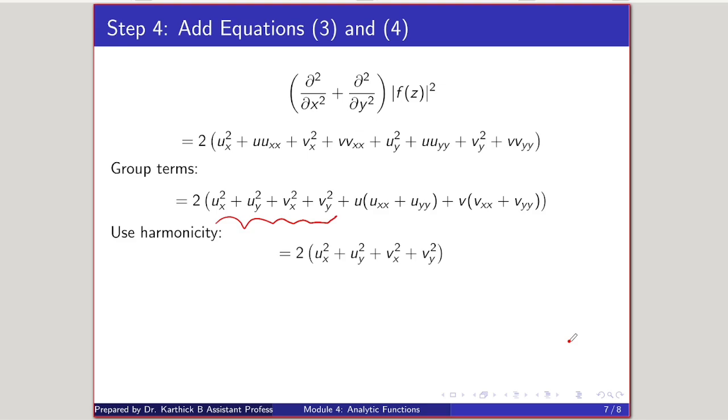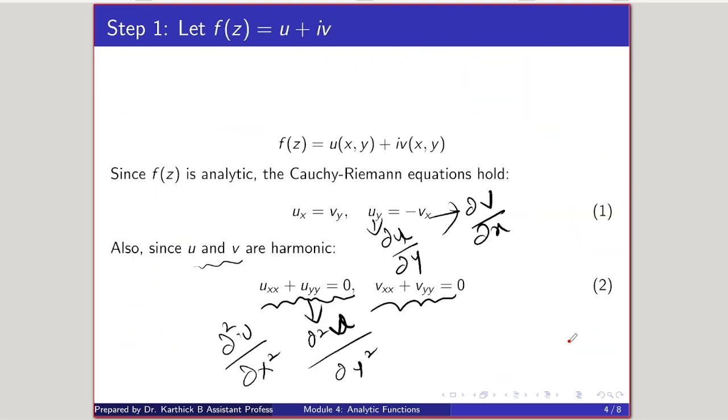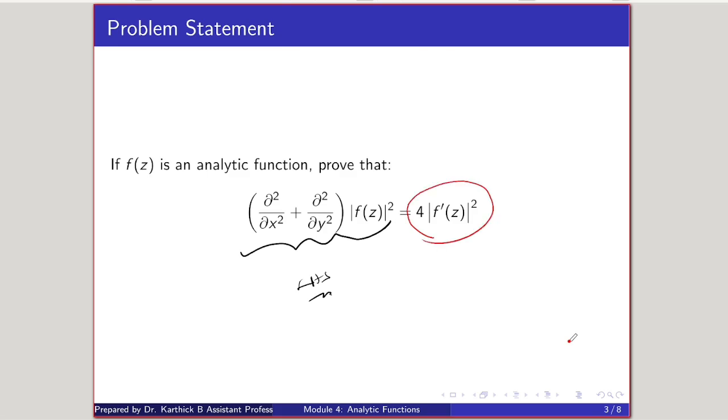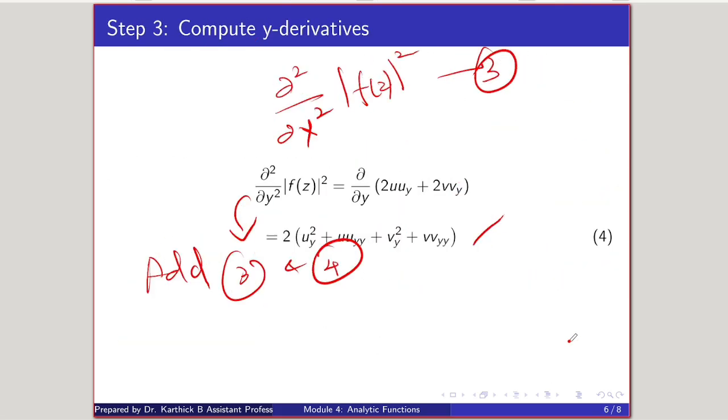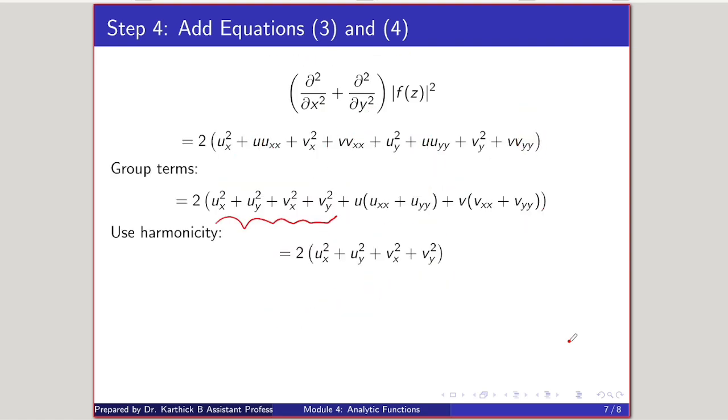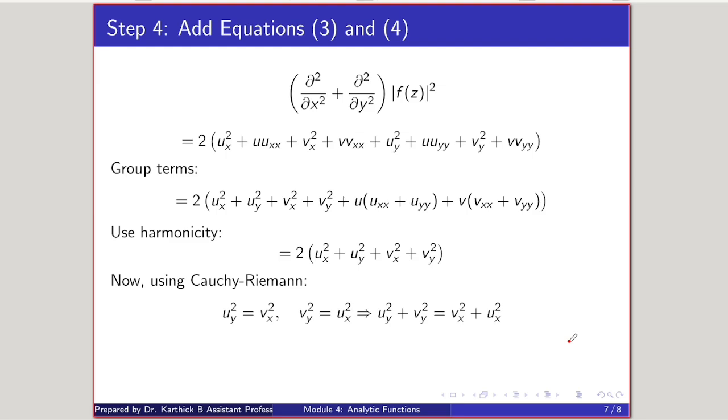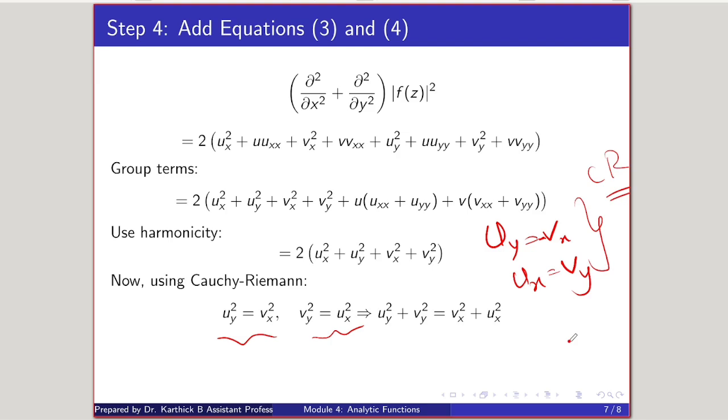On the next step, I will get the remaining terms alone. What do we need to prove here, if you go back to the previous slides? We need to prove 4 into modulus of f dash of z whole square. So let's start here. I'm getting this as the result, and if you see the Cauchy-Riemann equations, u_x will be equal to v_y, u_y equal to minus v_x. I'm squaring these equations, which gives u_y square equal to v_x square, and u_x whole square equal to v_y whole square.